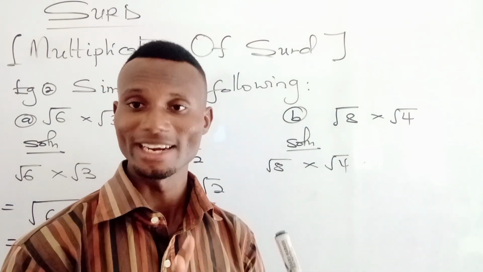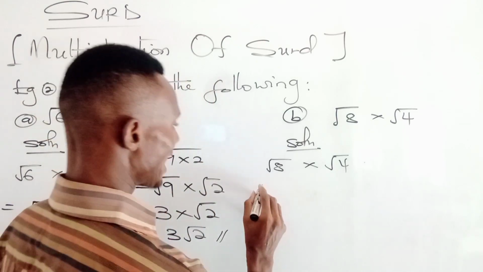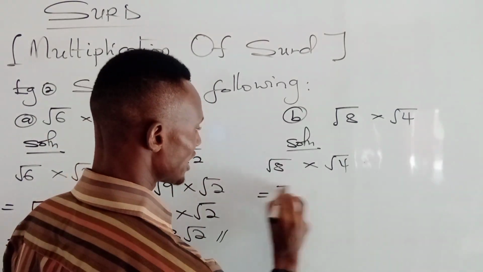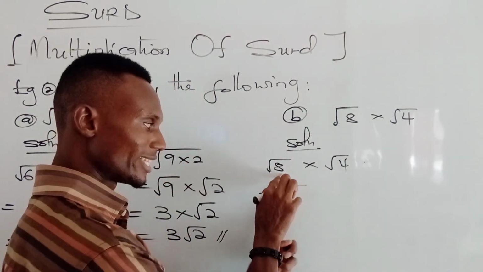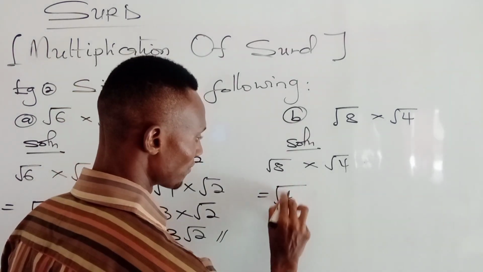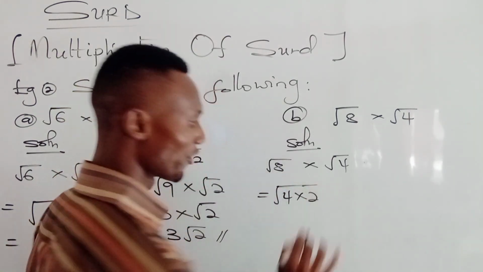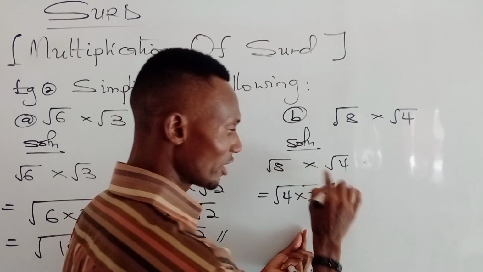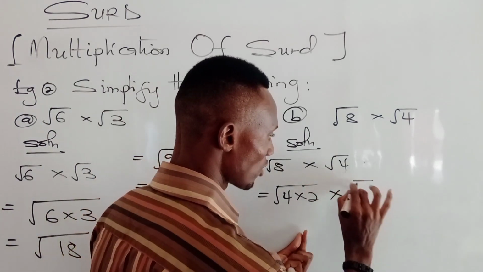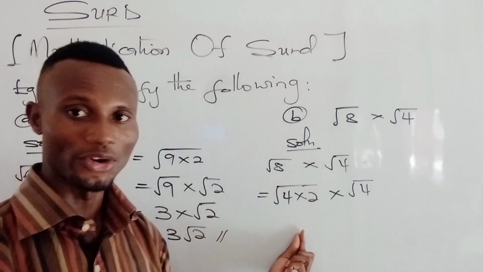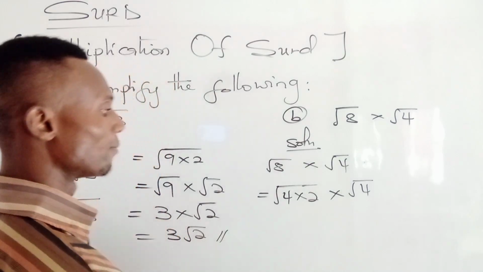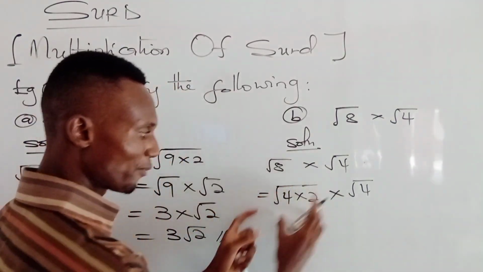Please, I hope you understand the explanation. So now let's go ahead. So the square root of 8, the 8, I'll replace it with 4 times 2. I hope you agree with me up to this point. Then bring your times, which is here, and the square root of 4, which is here. I hope you agree with me up to this point. Now we can separate this one.